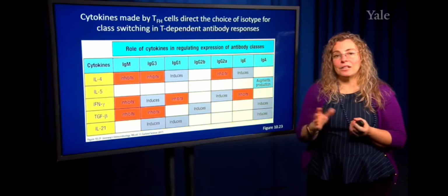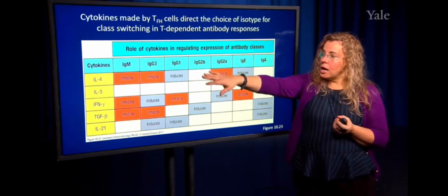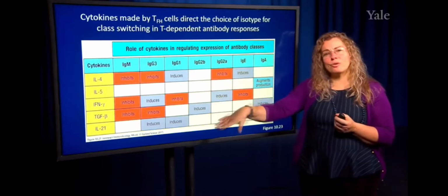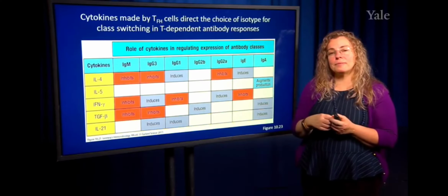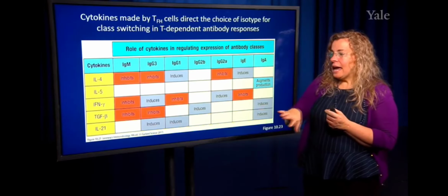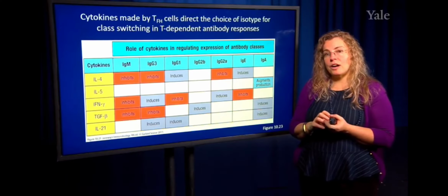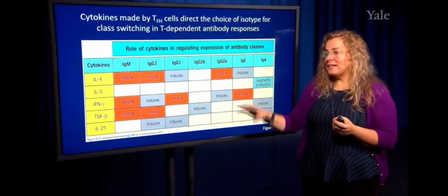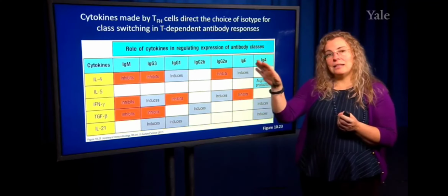So you can see that IL-4 can inhibit certain classes and promote others, and that's true for all of the cytokines. They promote making some types of antibody, and they actually inhibit making others. And if you think about when you learned about helper T cells, we talked about type 1 and type 2. They make different cytokines, and the result of that is that different classes of antibodies get made.